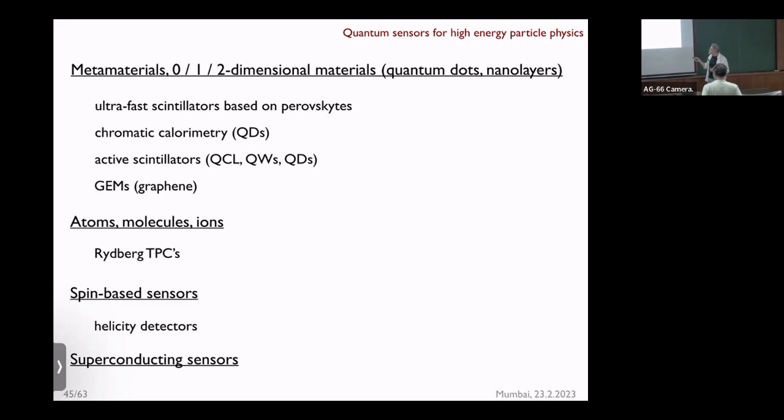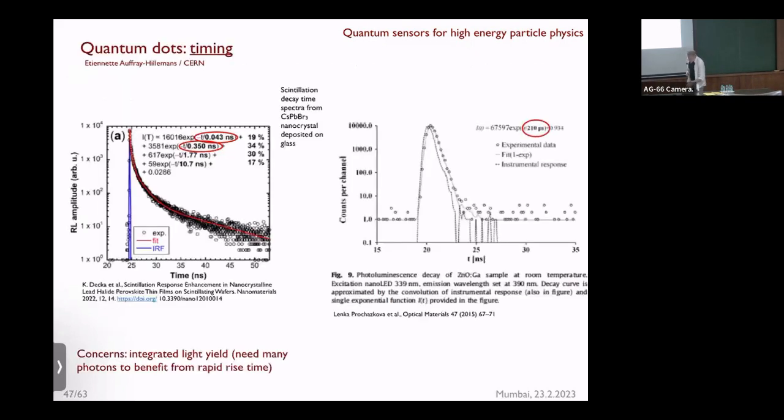Then I'll also be talking about the role that atoms, molecules, and ions can play in detectors by talking about the concept of Rydberg time projection chambers. I'll show how you might be able to build a helicity detector, a particle helicity detector, by using spin-based sensors. And I'll talk about detecting dark matter candidates, or almost dark matter candidates, with superconducting sensors. So let me start with the first area.